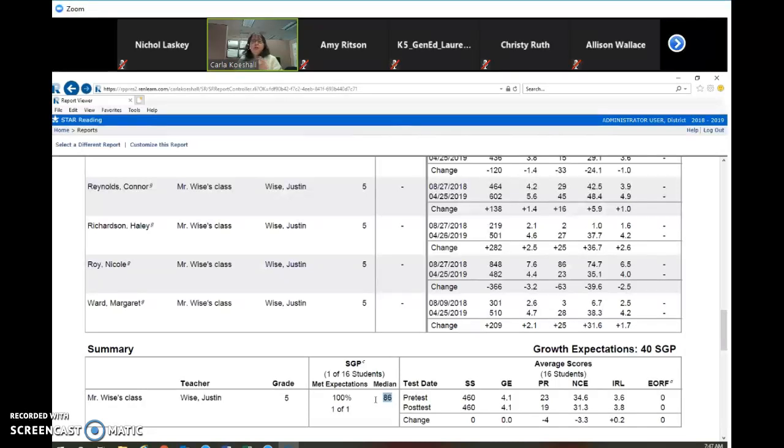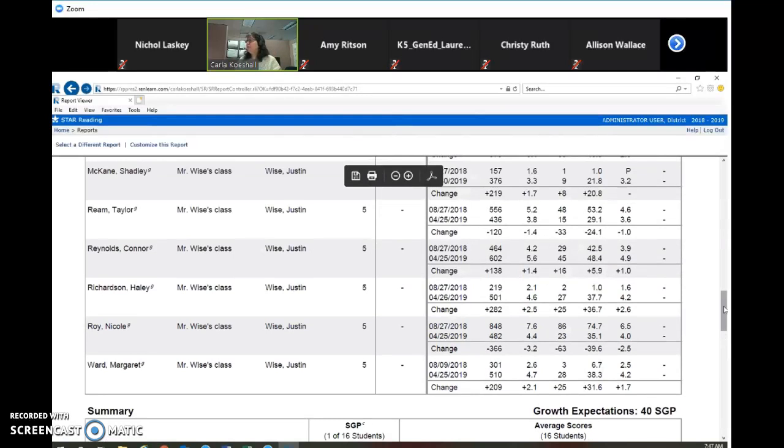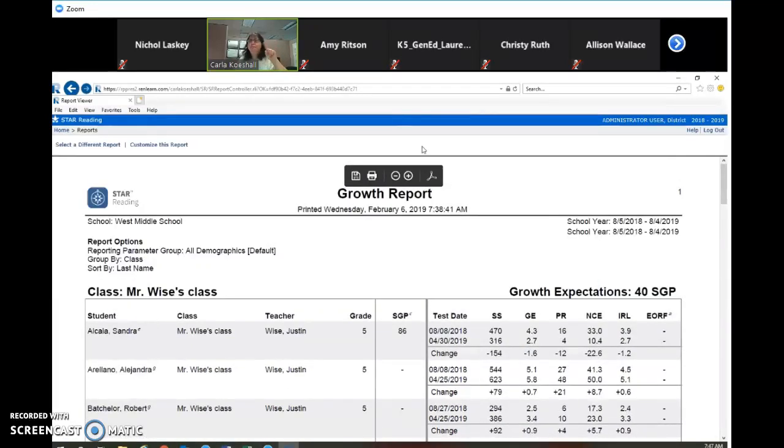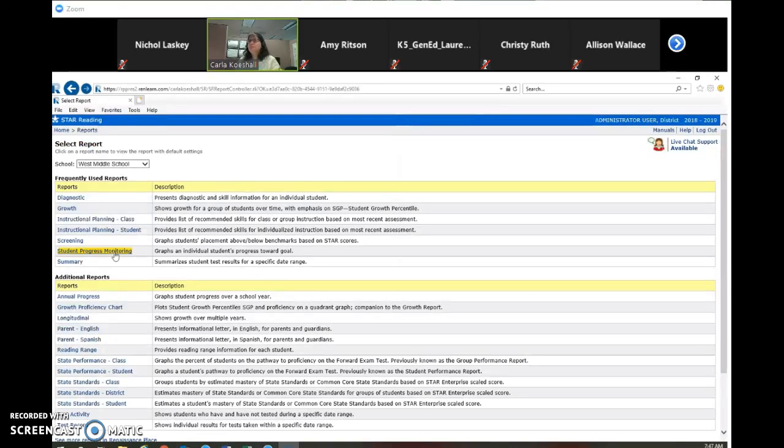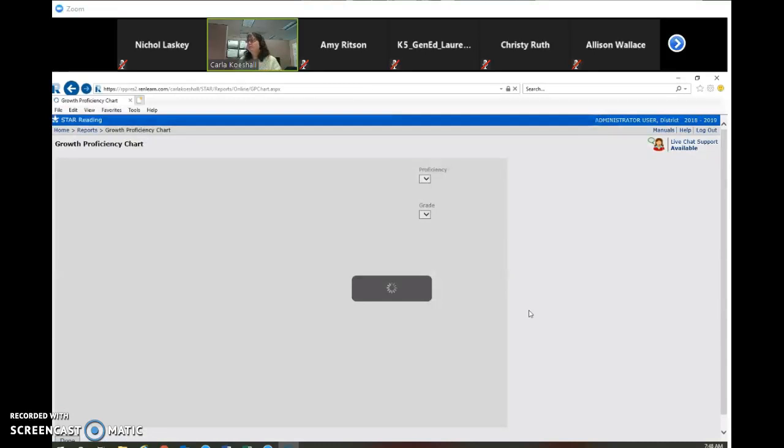All right. There's a couple different ways to see it. I'm going to show you one right within a report just because we're running out of time here. Everybody scroll up to the top. In the upper left-hand corner, can you click on select a different report for me, please? I'm going to have you go into the second section down here under additional reports. Can you click on the growth proficiency chart for me, please?